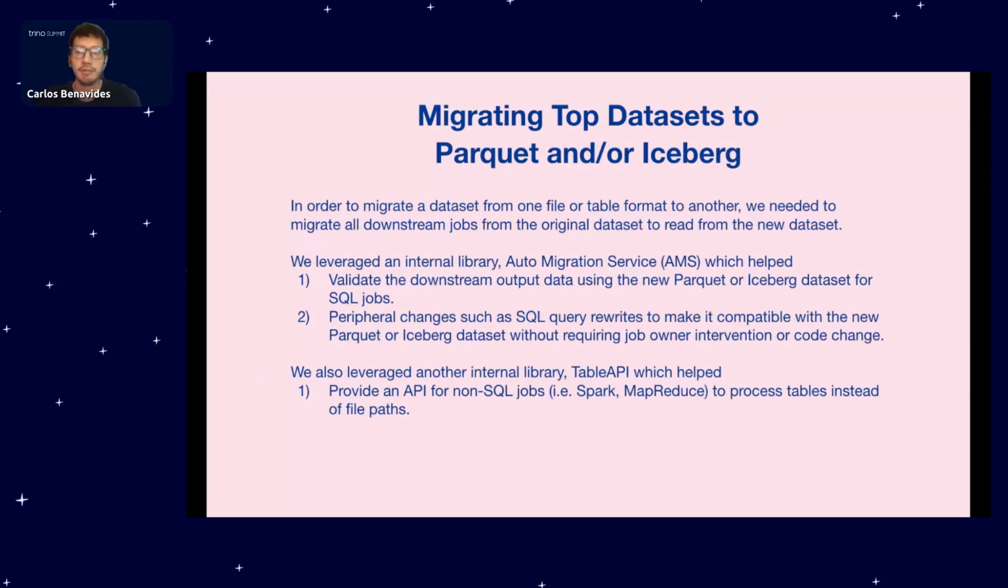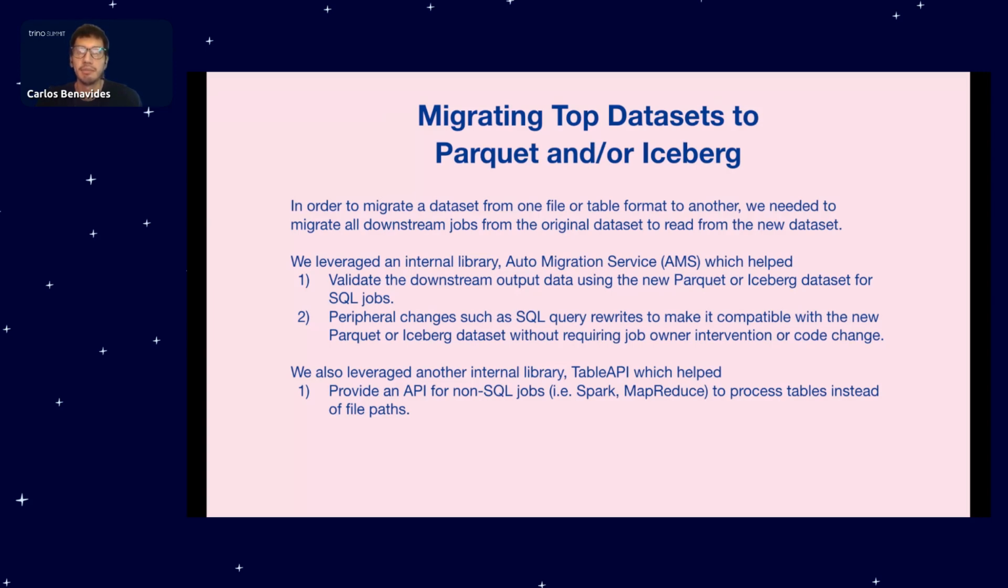In order for us to migrate a data set from one format to another, we needed to make all downstream jobs compatible with the new data sets, whether Parquet or Iceberg. For downstream SQL jobs, we leverage an internal library called Auto Migration System, AMS for short, which helped automatically validate the data output for downstream SQL jobs using the new data sets. This library also made the necessary query rewrites for queries that need an adjustment to be able to use the new data sets.